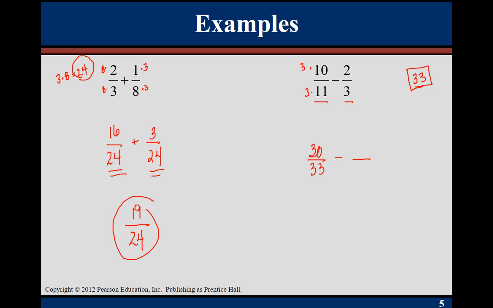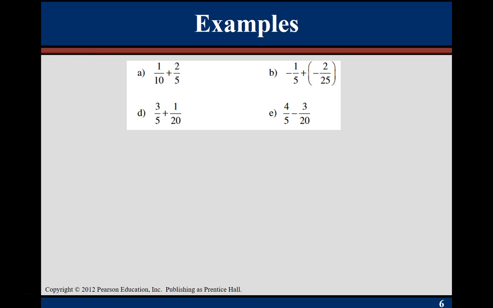To get a 3 to be a 33, I'll need to multiply by an 11. If I multiply by 11 in the denominator, I'll need to do that in the numerator as well. And so I have 22. Now that my denominators match, I'll keep that for my final answer and say 30 minus 22, which is 8. Again, this is already in simplest form, so I am finished, and that is my final answer.